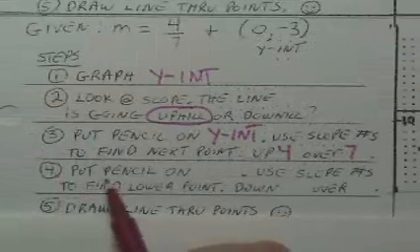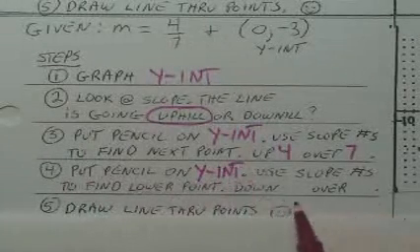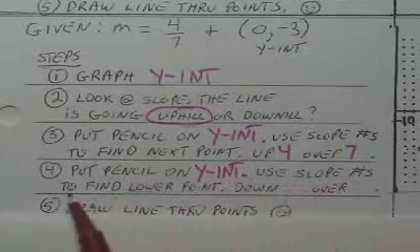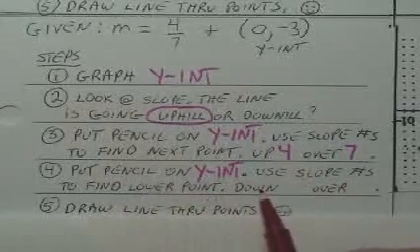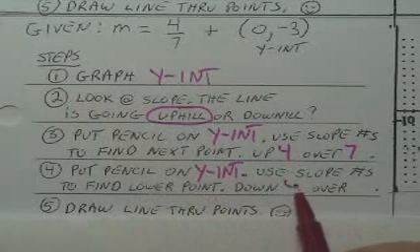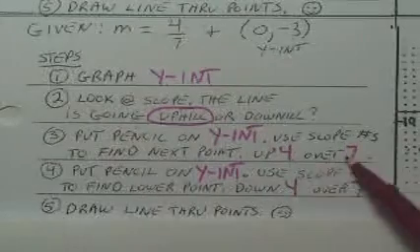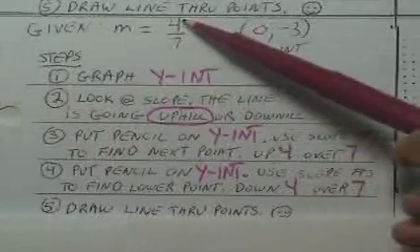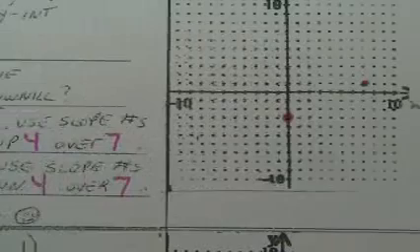Let's go to step 4. Put pencil on the y-intercept. Use the slope numbers to find the lower point. So you're going to go down, same numbers, down 4 over 7. Where did I get those numbers from? That's my slope, 4 over 7. So down 4 over 7.